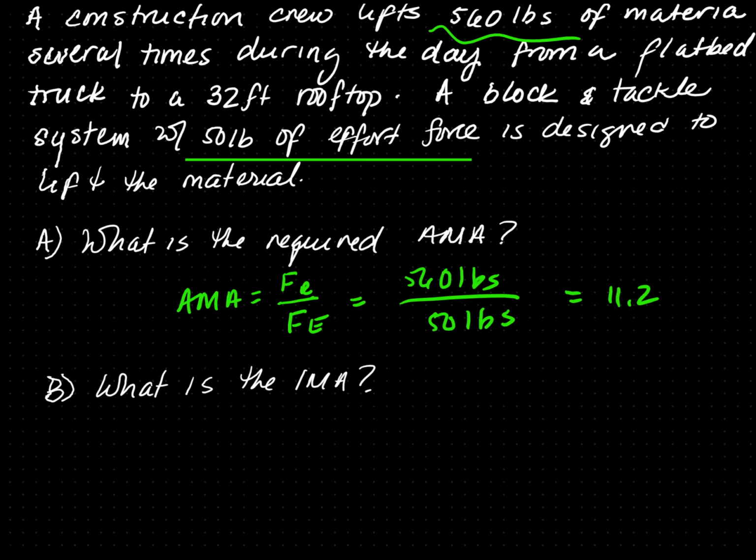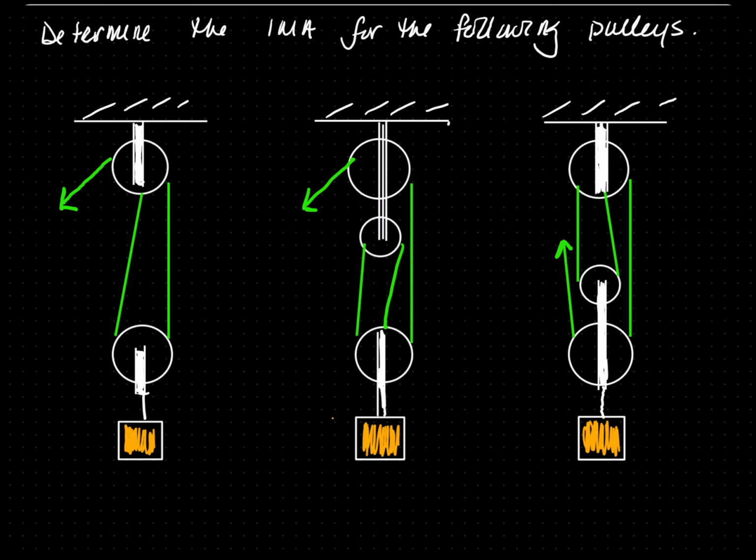So what is the IMA? Since we can't count the number of strands, we know that IMA is equal to AMA. This is equal to 11.2. Since we can't have 11 strands because we need at least 0.2 and we can't cut the strand to a 0.2, we will need 12 strands. You always round up for pulleys. Pause the video and solve the problems, and then check your answer.